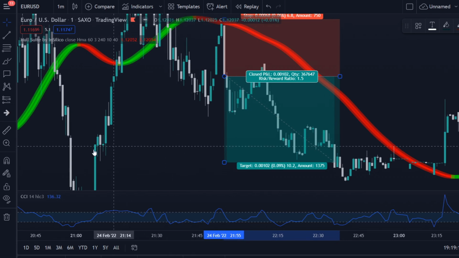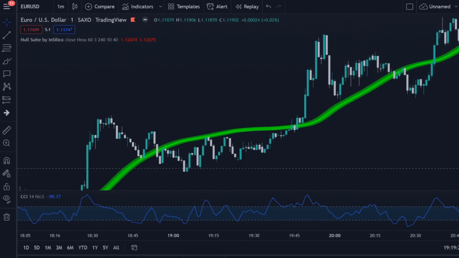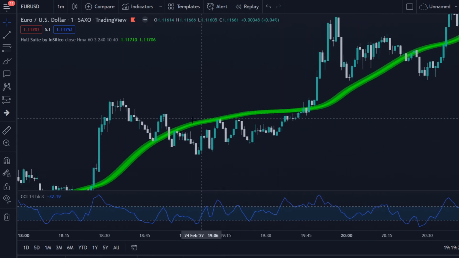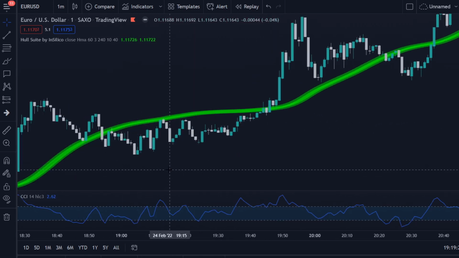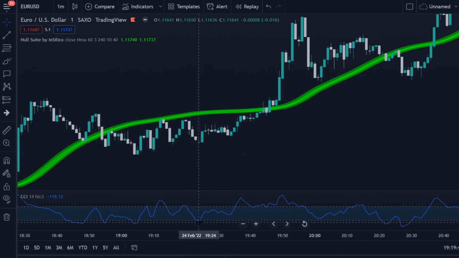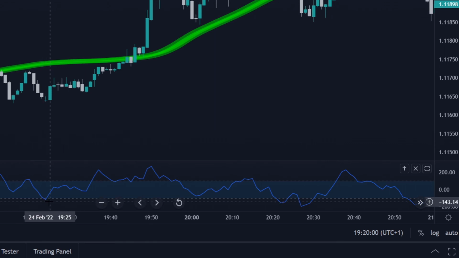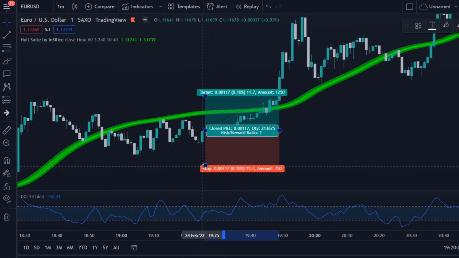Let me show you one more example so it is really clear for you to understand. Over here we see the green Whole Suite color, which shows the trend, the green uptrend. Then we drop down, we wait for the CCI to close below the -100 level, and then when it comes back in the zone, then we take the trade. So over here, this is our trade.